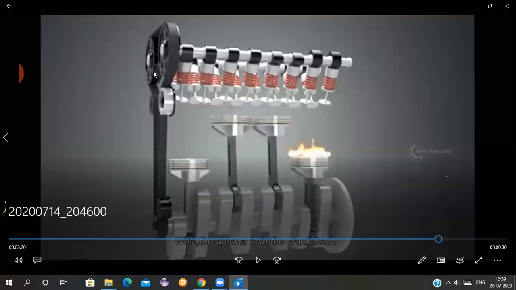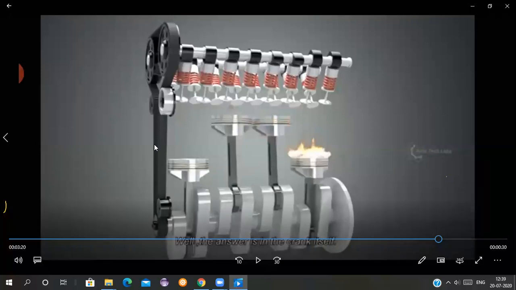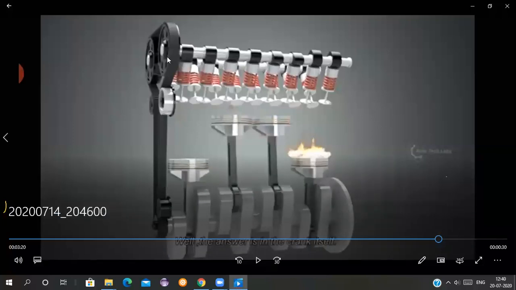Therefore these timing belts are now eliminated in the new cars, and chain and sprocket drives are used because there is zero slip in a chain and sprocket. There is no slipping, so the velocity difference will not be there between the crankshaft and camshaft. If the crankshaft rotates two times, then the camshaft, the upper one, will rotate only one time.